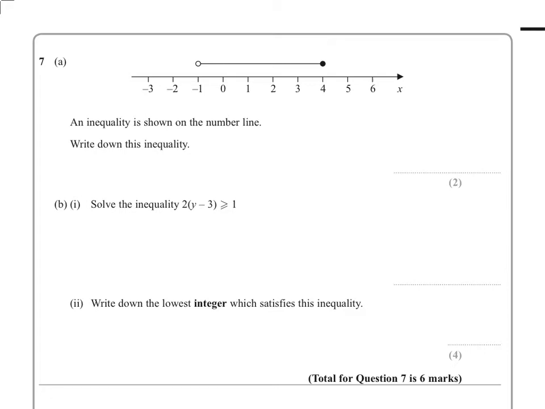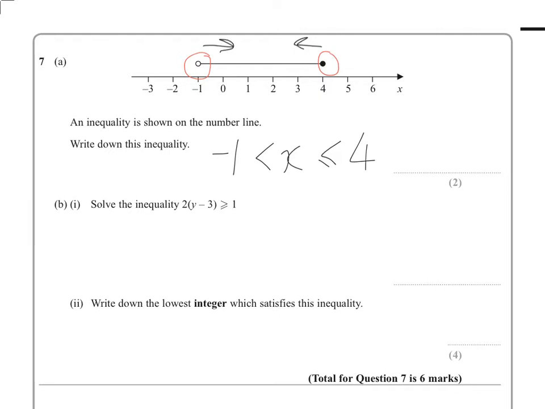Looking at this number line, we want values greater than -1 but less than 4. Equally, the difference between the dots, so a hollow dot means not equal to, a filled in dot means equal to. So we want our values, let's say x greater than -1, less than or equal to 4.